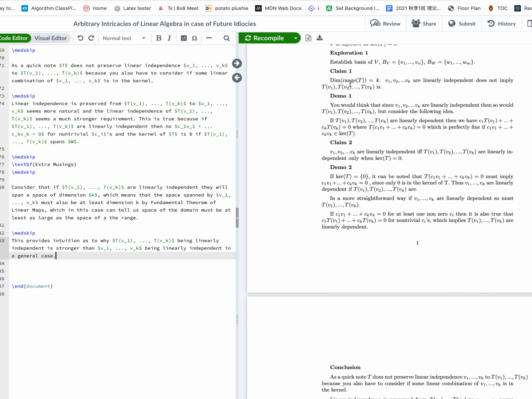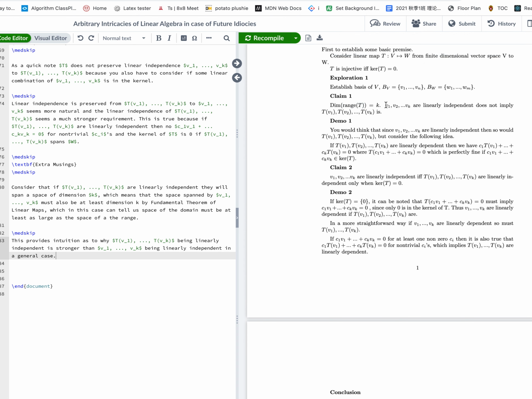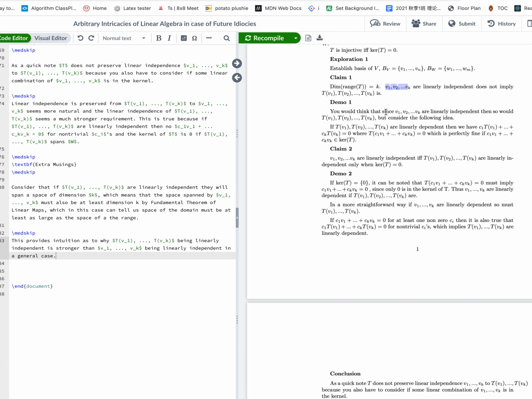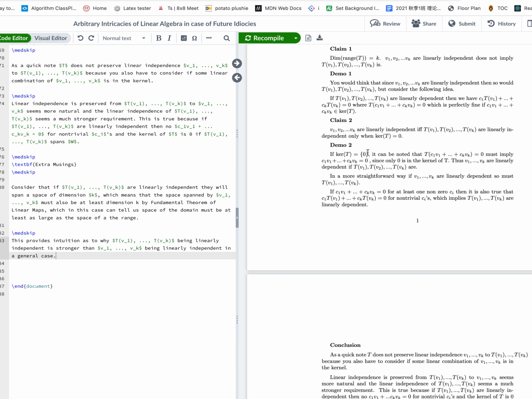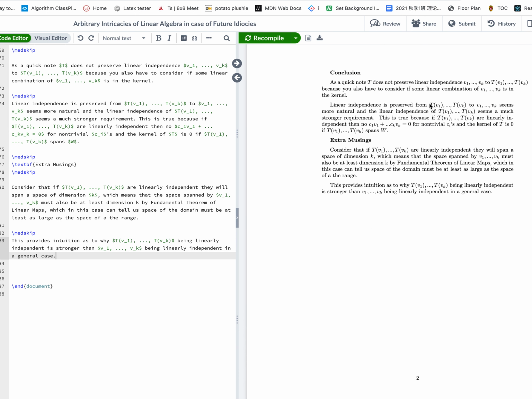And you take the situation exactly as we did. You have a range of T which is resting inside W, and then you form a basis of it, and then you find the V's that map to it, right? So if these things are linearly independent, it does not imply, okay, so this way doesn't work. I think the other way does work, right? So if TV1 through TVK are linearly independent, then V1 through VK are forced to be.